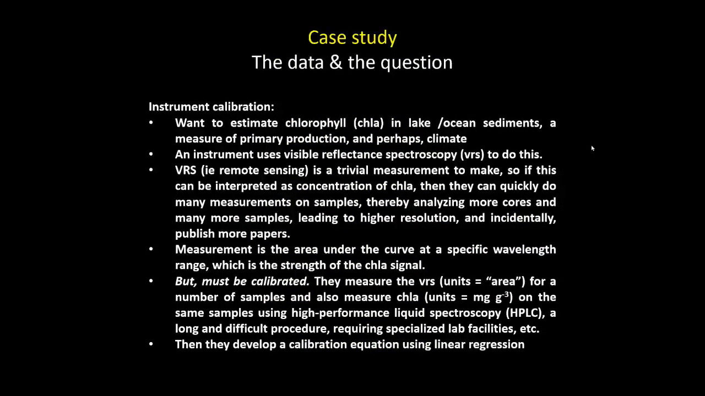So I'm going to give you a case study from the literature, and this has to do with instrument calibration. So in lake and ocean sediments, you want to measure primary production and perhaps climate. And you use chlorophyll products in the sediment to do this. Now, typically, the way to do this is you have to use spectroscopy or some method like this, which is extremely complicated, very expensive, and very few people are set up to do it. And this will then give you the units, which would be chlorophyll A, milligrams per gram, or something like that.